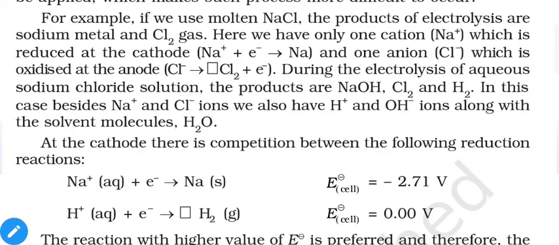So as expected, from the NaCl you will get sodium metal and chlorine gas. Now during the electrolysis of aqueous sodium chloride solution, the products are NaOH, Cl2 and H2. Now why does this type of situation occur? Assume a situation, for example. Now quickly let us discuss both of the examples.